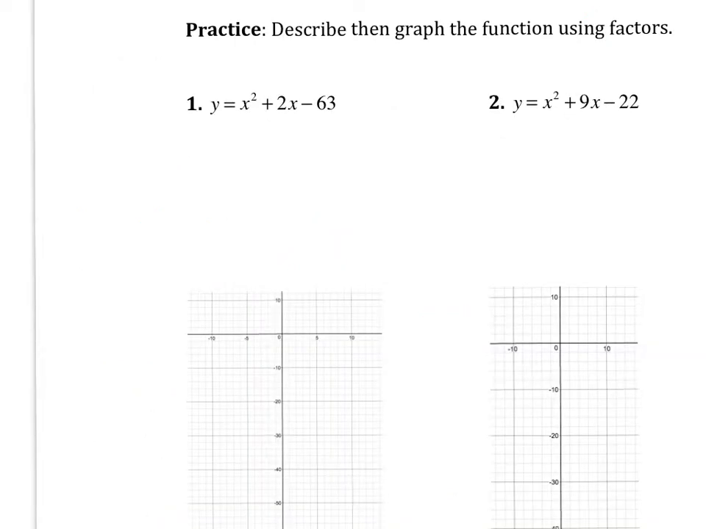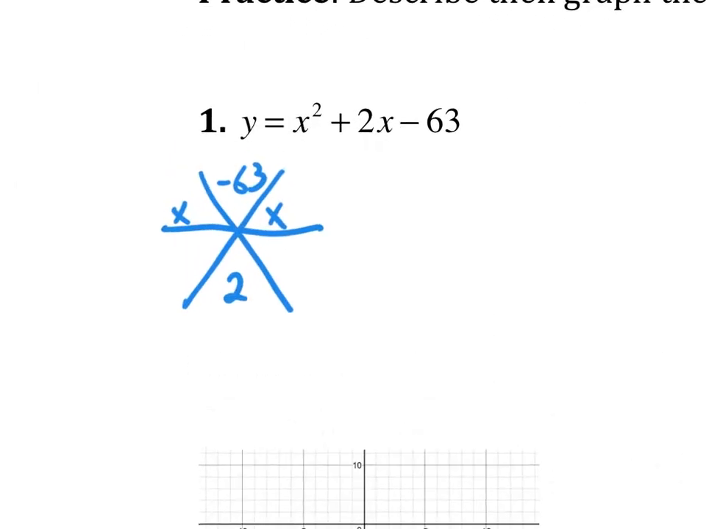By way of an example, let's look at number 1. We already did the previous one. So let's just walk through and double check your work with this. So I'm going to set up my snowflake here. So negative 63 and positive 2 and x's in the wings. And we're going to end up here with 9 and 7.